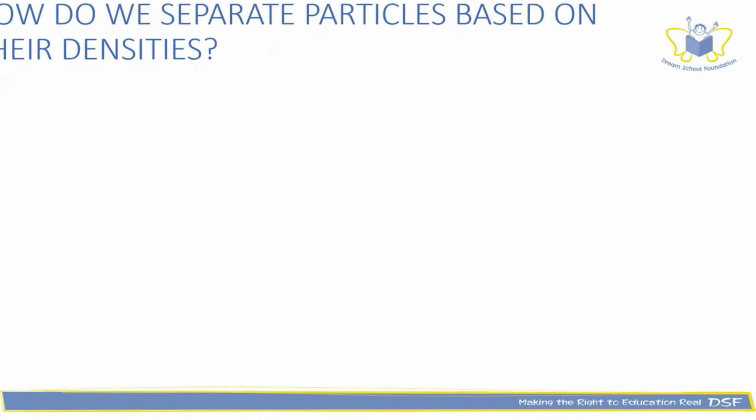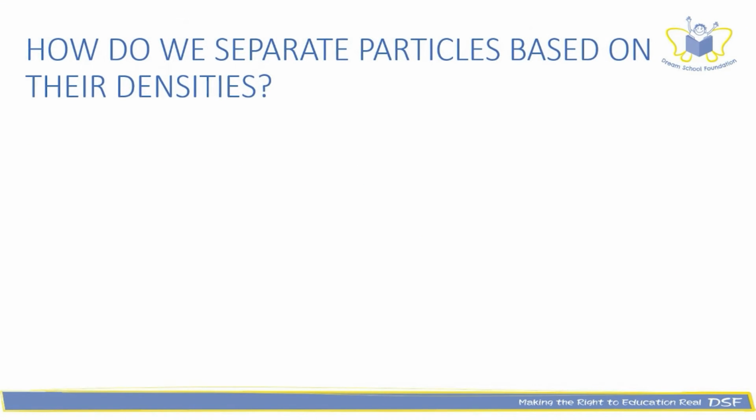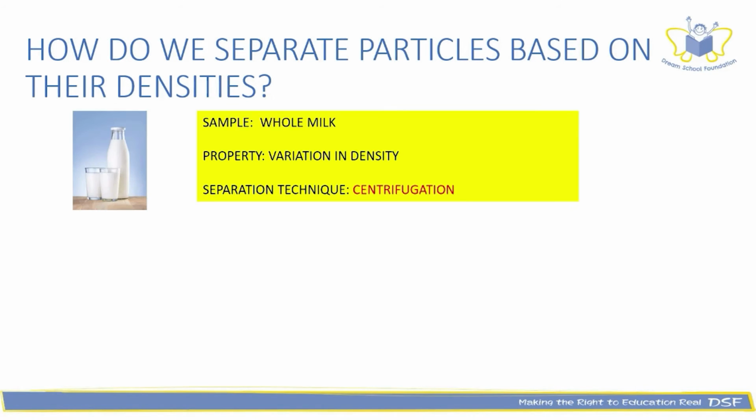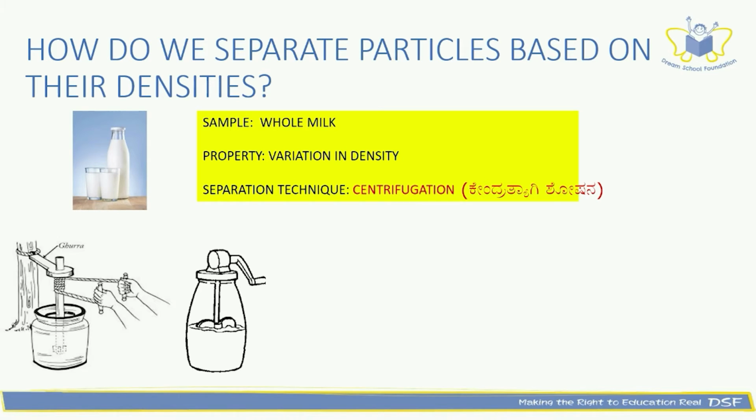Let us understand how to separate particles based on their densities now. Here, the sample is milk. We have already seen that milk is a colloid. Here, the fat particles are suspended in a liquid dispersing medium. We already have seen that filtration is of no use for colloids, as the particles can pass right through the filter paper. What do we do? You would have observed at home how they extract butter from buttermilk, right?